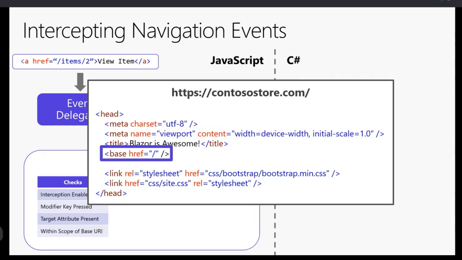However, if we're hosting a Blazor app as a sub application of an existing app, so say for example we had our Blazor app running at contusostore.com/Blazor, well, we wouldn't want our router to interfere with any routes that didn't begin with Blazor. So we can set the base tag here to be /Blazor, and now the router will check that as part of this process. So if the route that we're trying to get to does not start with Blazor, then the router is going to leave the event alone, and it's going to assume we're trying to navigate away from the application.